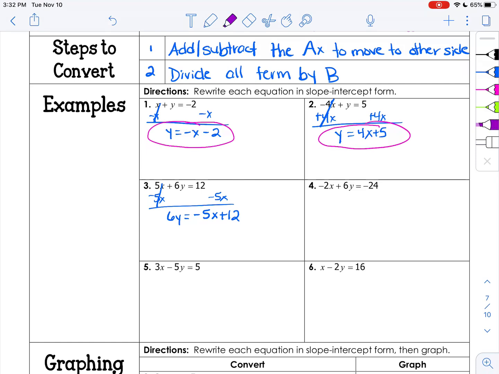For this example, I do have a b that I need to move to the right side of our equation. So to move that, I'm going to divide all of my terms by 6, which would result in y equals negative 5/6x plus 12 divided by 6 is 2. And now that it's in slope-intercept form, we'll be able to graph it. Go ahead and highlight number 4, 5, and 6.